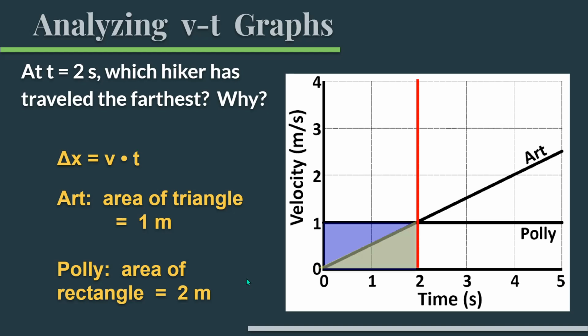and therefore who has traveled the farthest? Polly has, because Polly was moving the whole time and Art had to accelerate from rest to get to the same speed. So he's only traveled half as far because his average velocity is half as much. Okay, so again, find that area if you need to determine questions like this or find displacement.